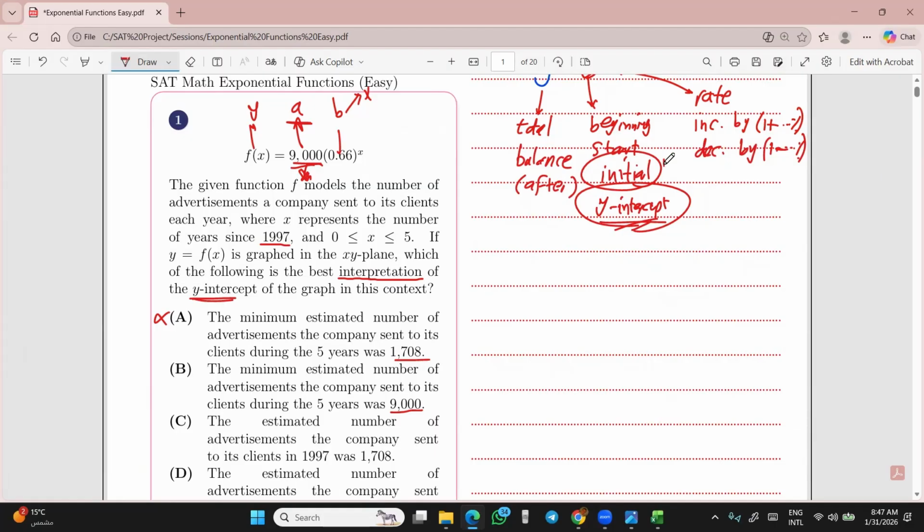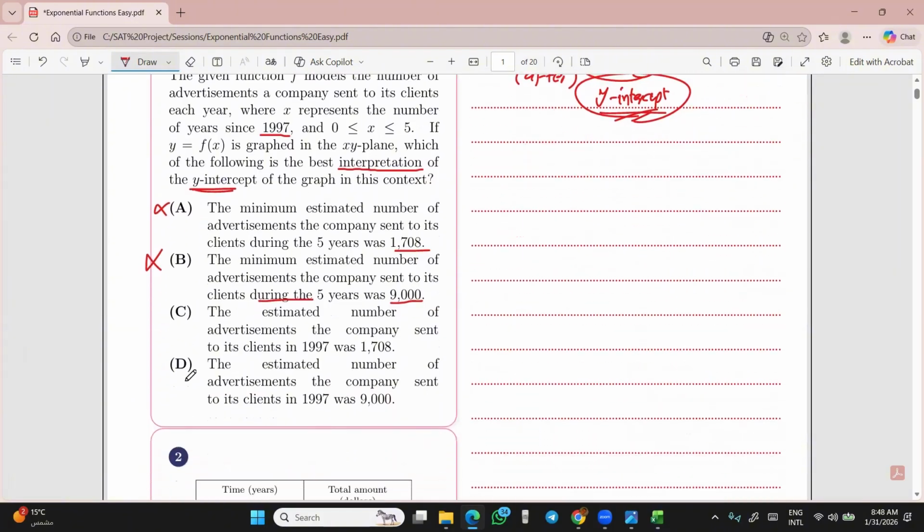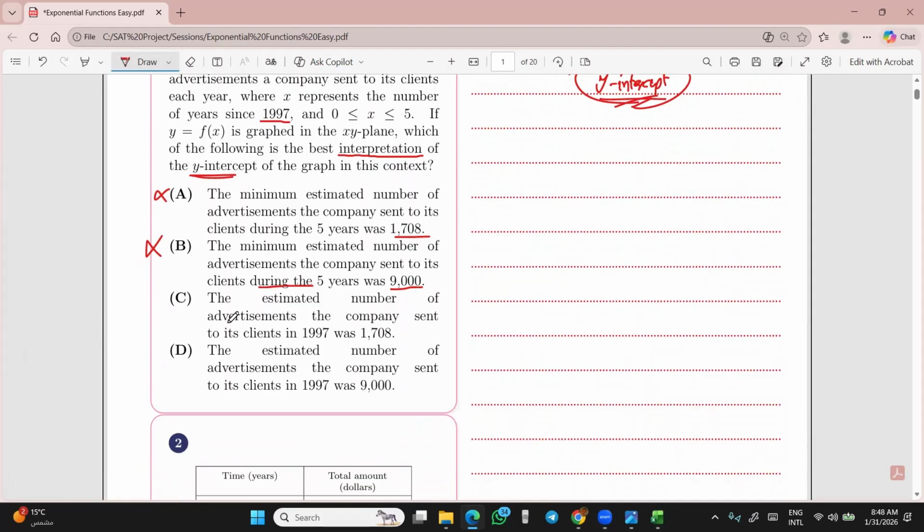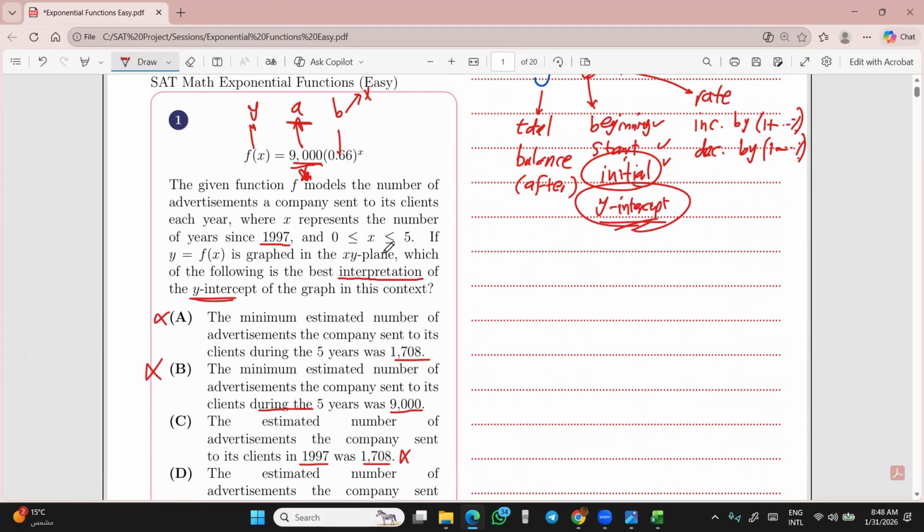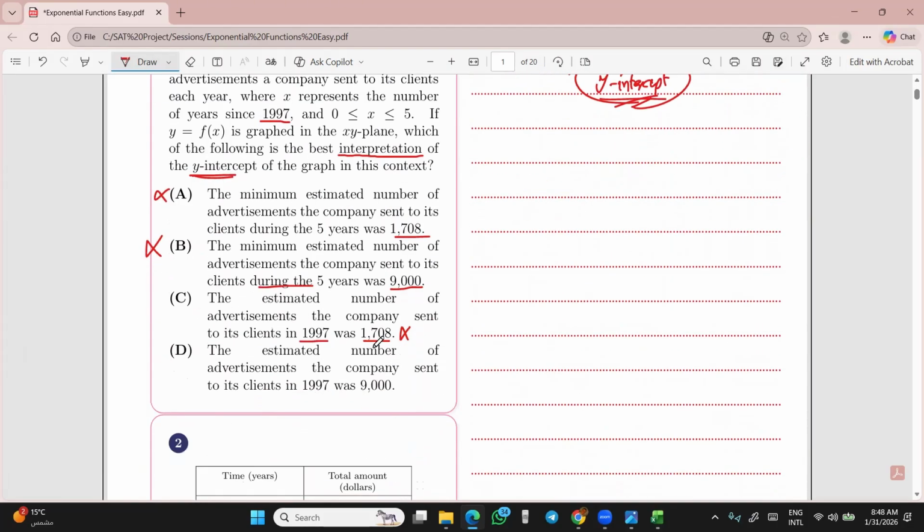It should be in the starting of the 5 years, in the beginning of the period of 5 years, not the same as during the 5 years, which is misleading. Then the estimated number of advertisements the company sent to its clients in 1997 was this number. Of course, this number is not correct. The answer should be 9,000, not 1,708. So this one is incorrect.